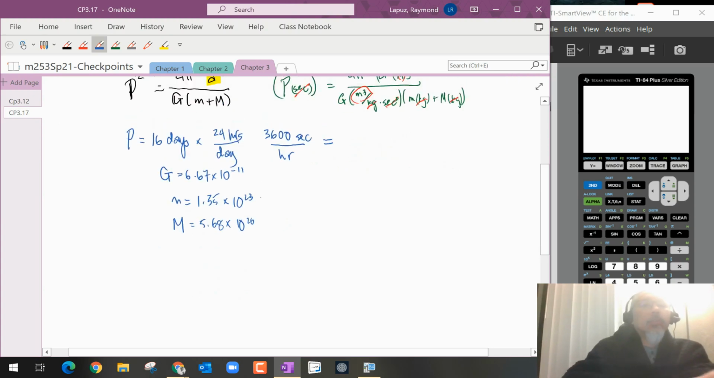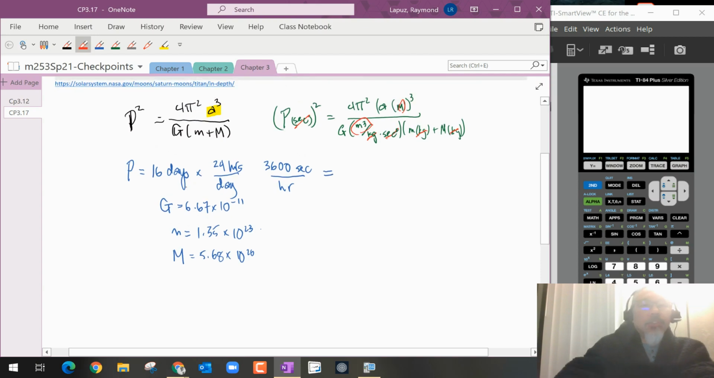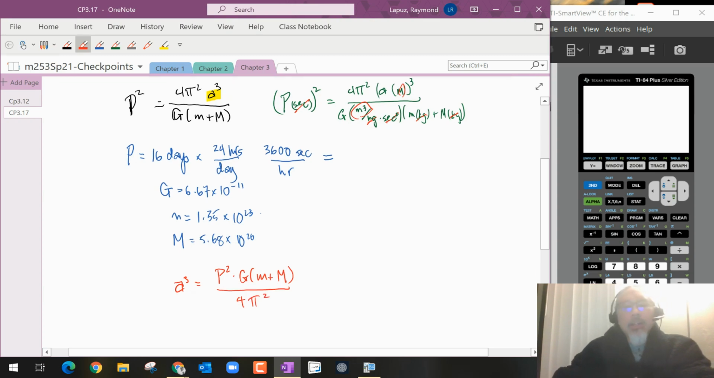So what we'll do is we're going to punch all this stuff in the calculator, but we're solving for A. And if we're solving for A here, then it looks like a cubed is going to be P squared times the gravitational constant times the sum of the masses divided by 4 pi squared. And then we just take the cube root of that, and that should give us A.